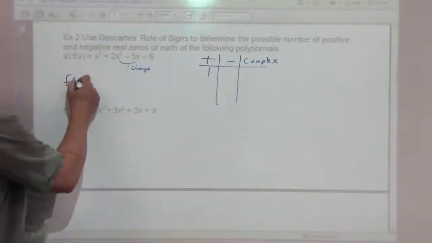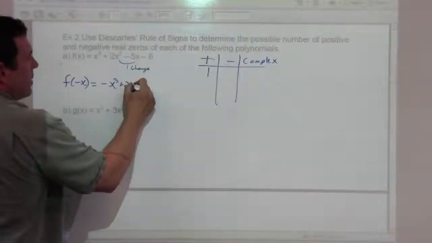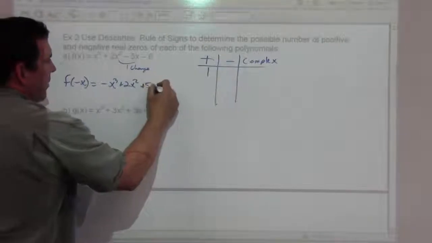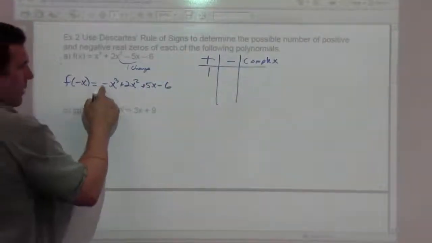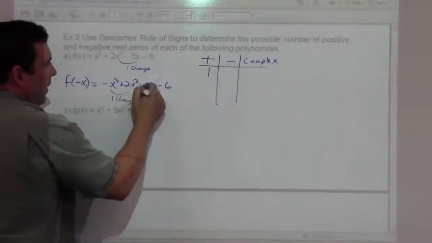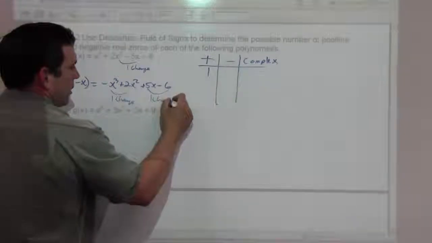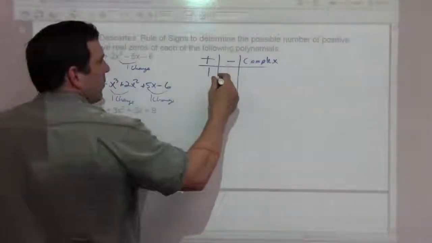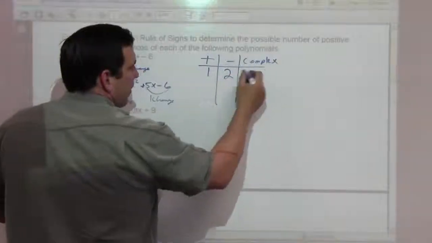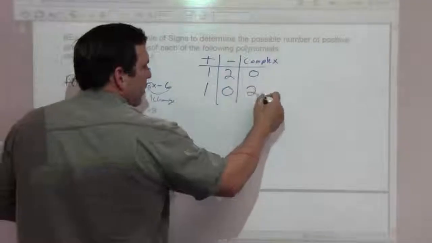How about f of negative x? That's negative x cubed plus 2x squared minus negative x makes it plus 5x minus 6. So it goes from negative to positive, that's 1 change. And then positive to negative, that's another change. So there are 2 changes here. So we could have 1 positive, 2 negative, and 0 complex, or 1 positive, 0 negative, and 2 complex.